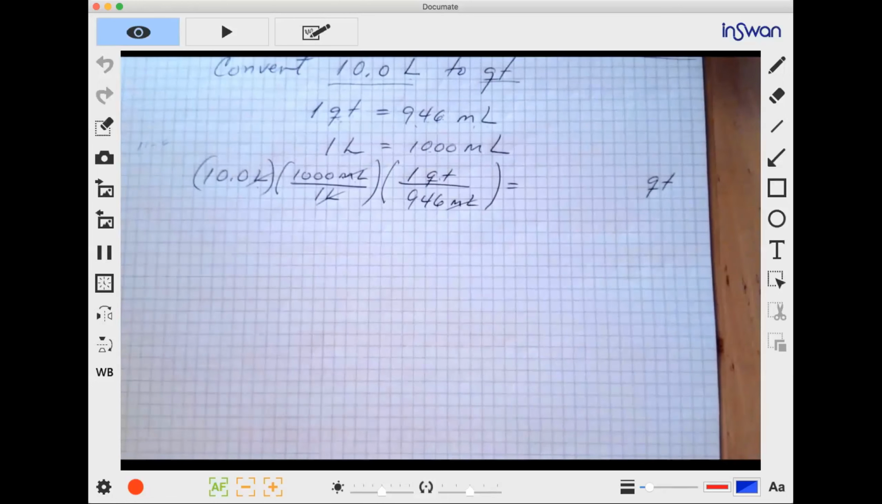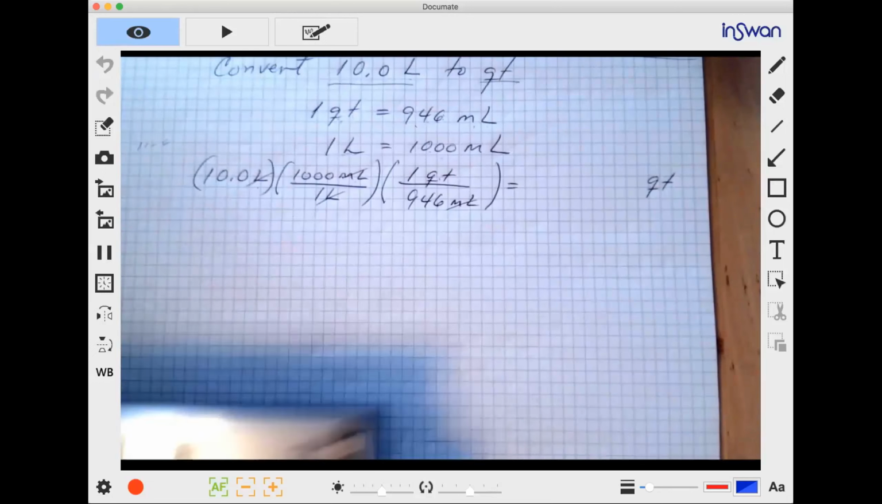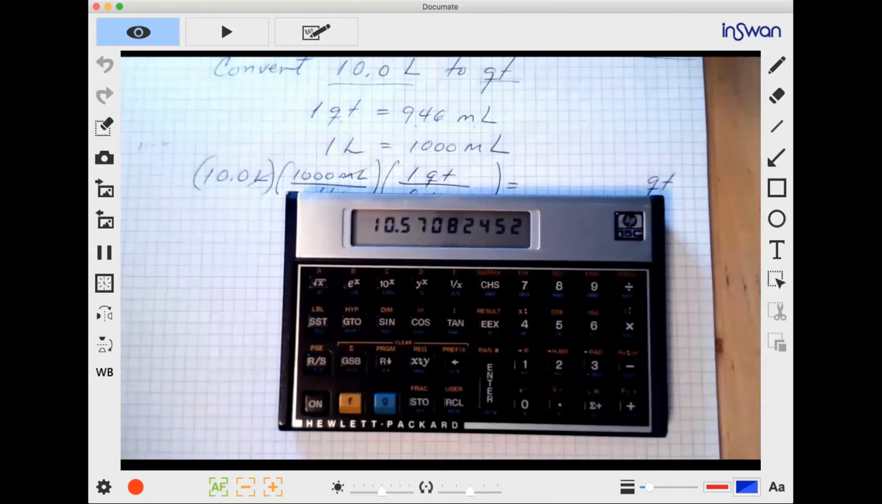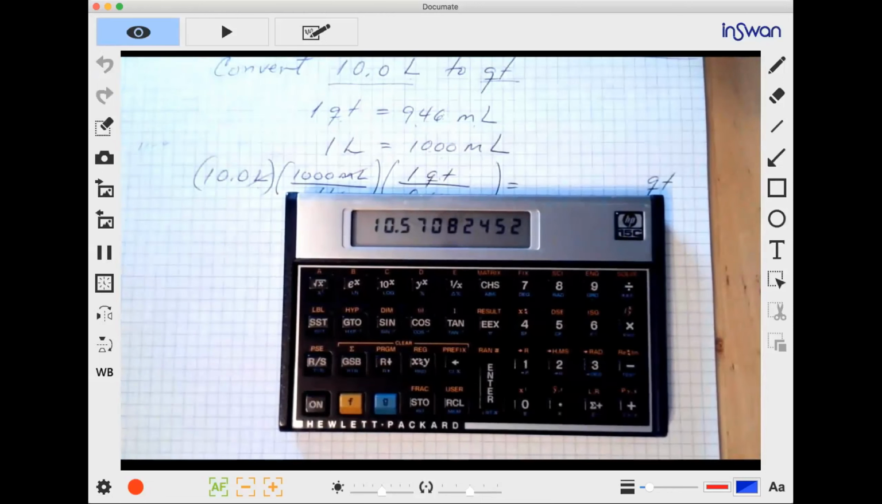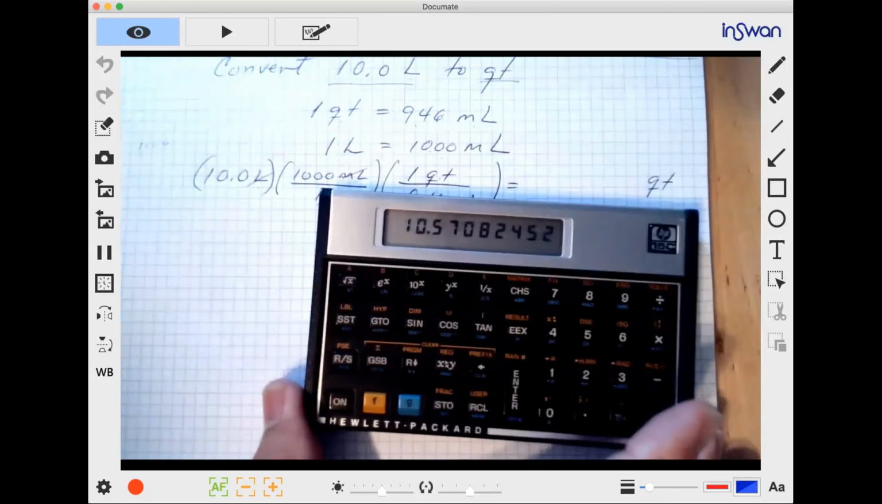Well, 10.6. I have 10.5708245. Look at that. Beautiful, Suzanne. Okay. That's exactly what the answer is. But you did say 10.6, which I like, because that's even better. So the calculator tells me that that's the answer.